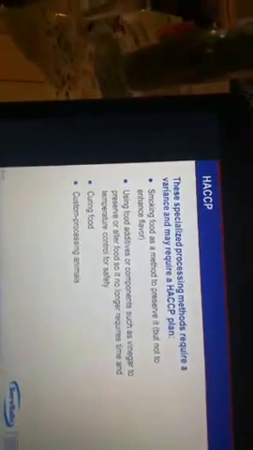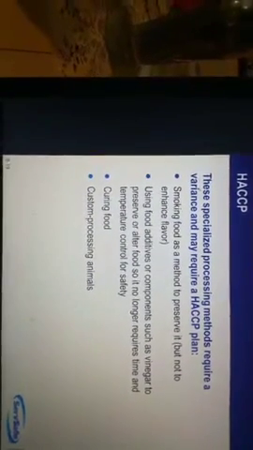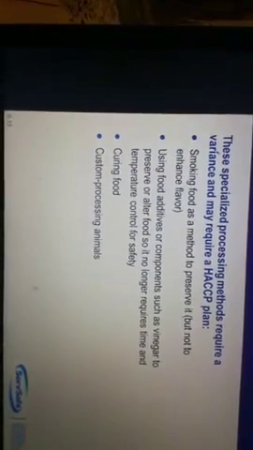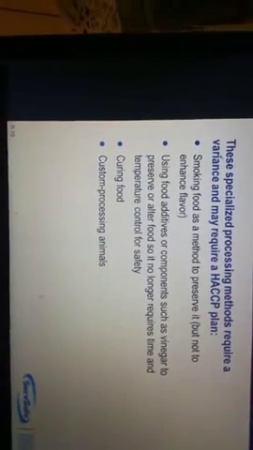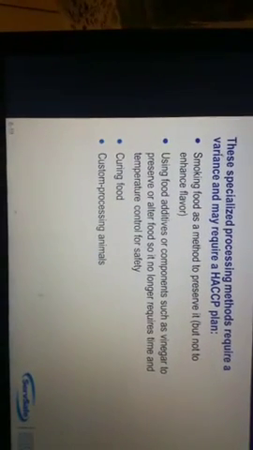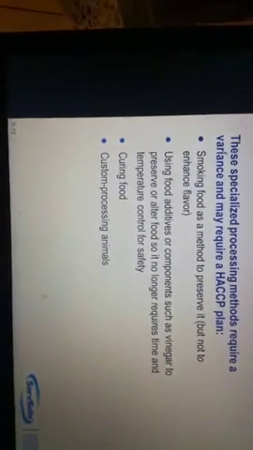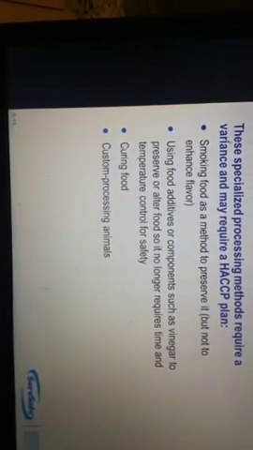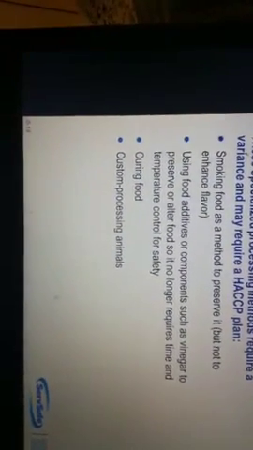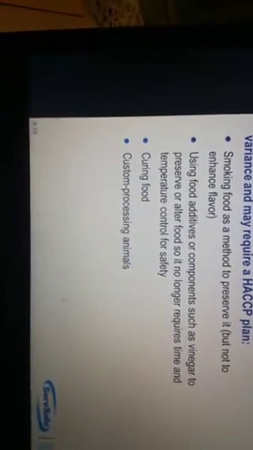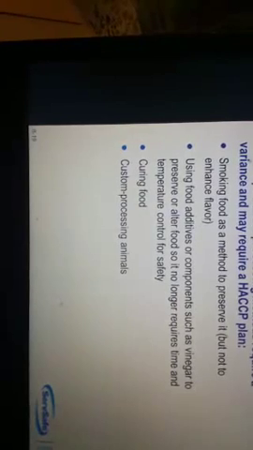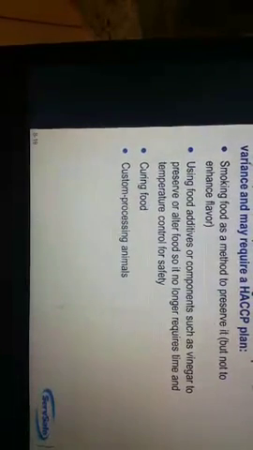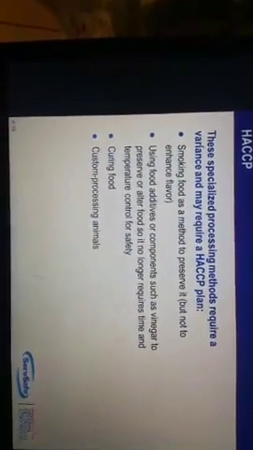All right, let's keep talking about this HACCP. Okay, these specialized processing methods require a variance that may require a HACCP plan. So there are also things that require variances with a HACCP plan. And these are it. Smoking food as a method to preserve it, but not to enhance the flavor. Using food additives or components such as vinegar to preserve or alter food so it no longer requires time and temperature control for safety, like taking cucumbers, turning them into pickles, curing food, and also custom processing of animals, like getting a deer and killing it and cutting it up in your restaurant.